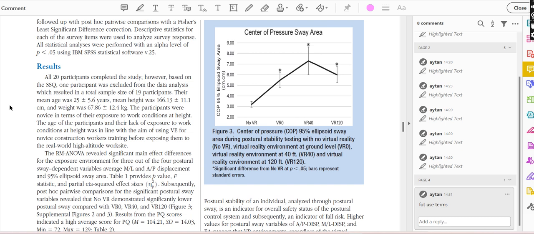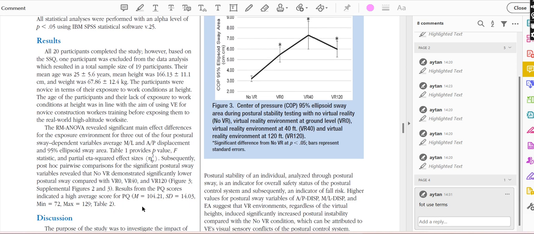Subsequently, post-hoc pairwise comparisons for the significant postural sway variables revealed that no VR demonstrated significantly lower postural sway compared with VR0, VR40, and VR120. Results from the PQ scores indicated a high average score for PQ. Discussion.